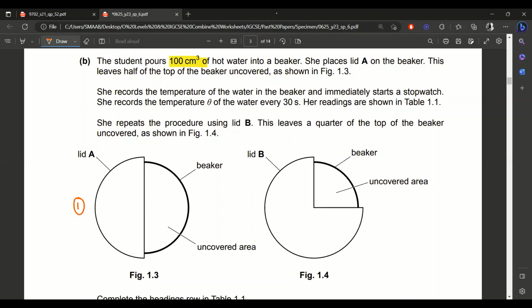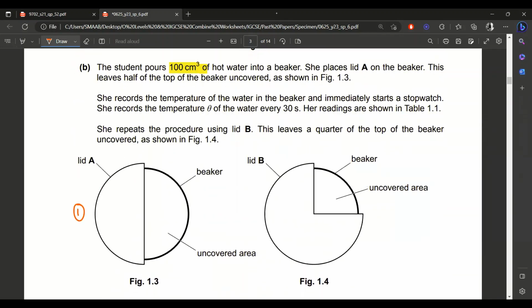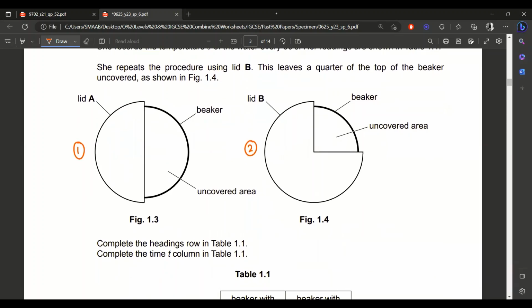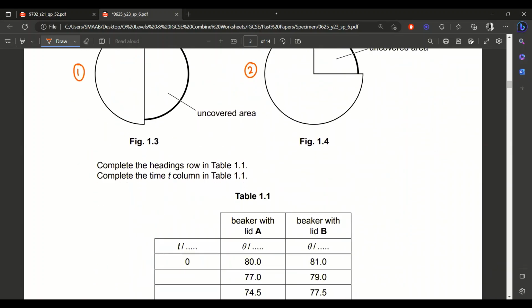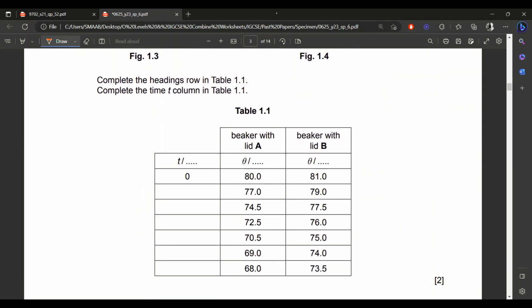And next, she records the temperature of the water in the beaker and immediately starts a stopwatch. She records the temperature of the water every 30 seconds. Her readings are shown in table 1.1. So these are the readings. We will check it out. Then she repeats the procedure using lid B. Now we have lid B, and lid B is placed on the beaker like this, right? Almost a quarter circle is remaining, otherwise all of the part is covered on the beaker. So now we have readings, and complete the readings heading row in table 1.1 and the time column in table 1.1.